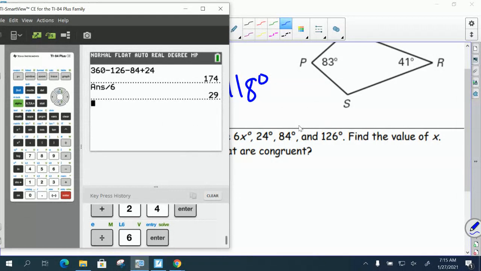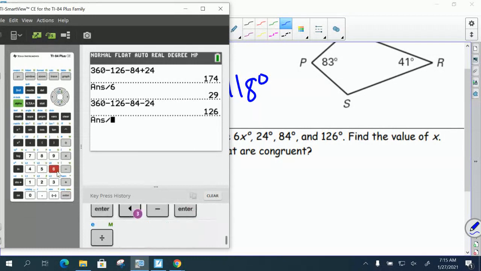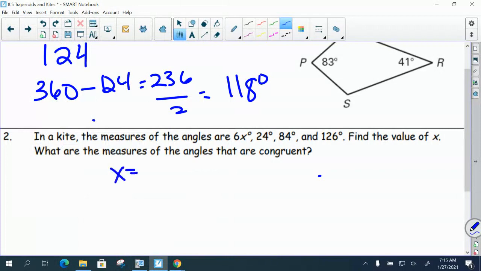Well, that looks like the right answer. Maybe I can't figure out what I did wrong. 190. Oh, I added 24. Okay, let me go up here. Minus. Okay, divide that by 6, and you get 21. All right, that's better. So x is 21.